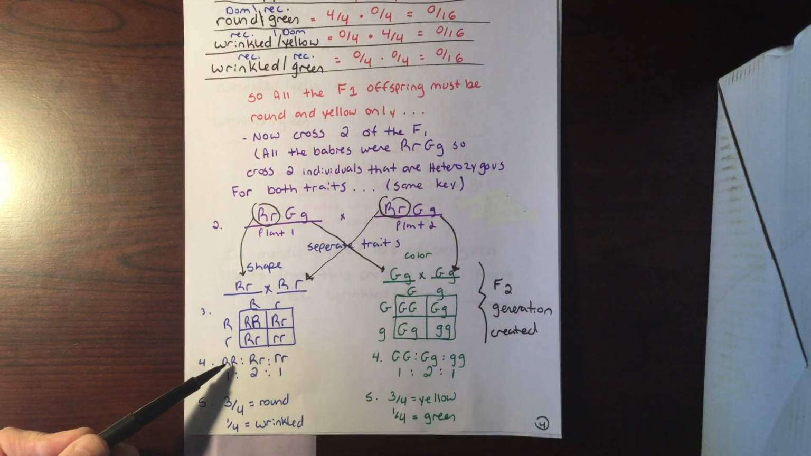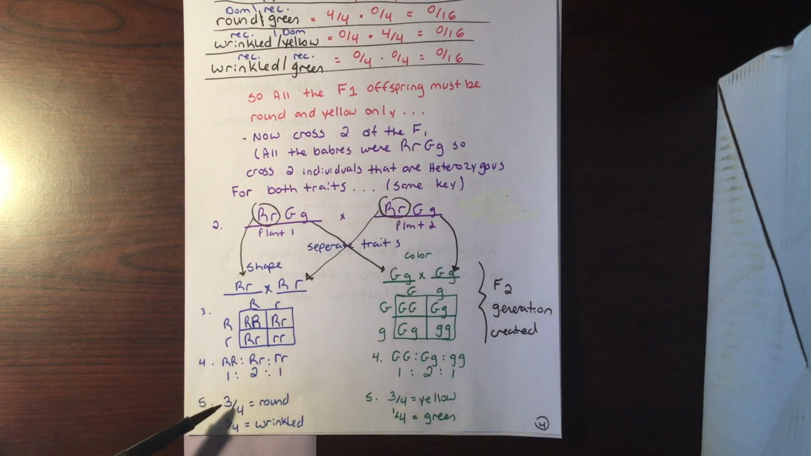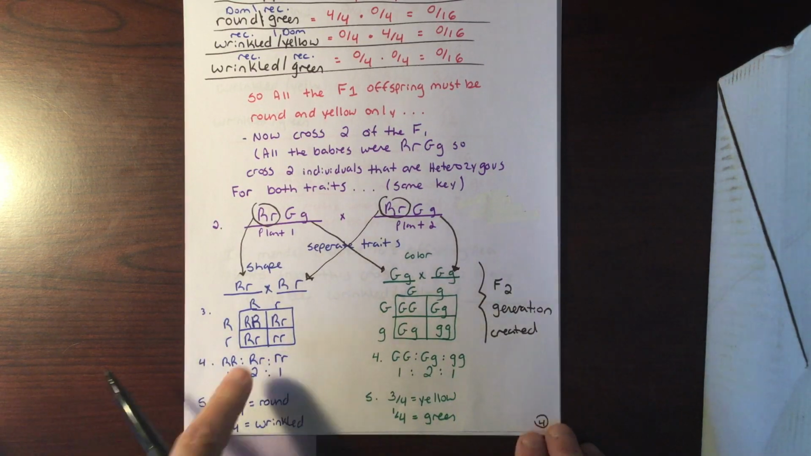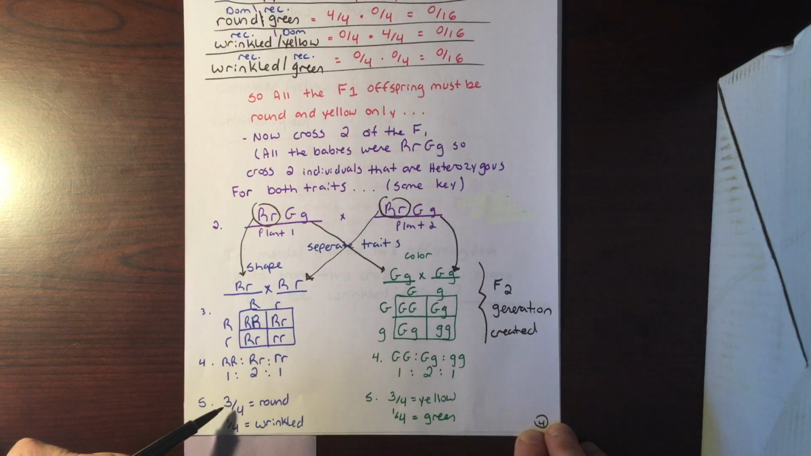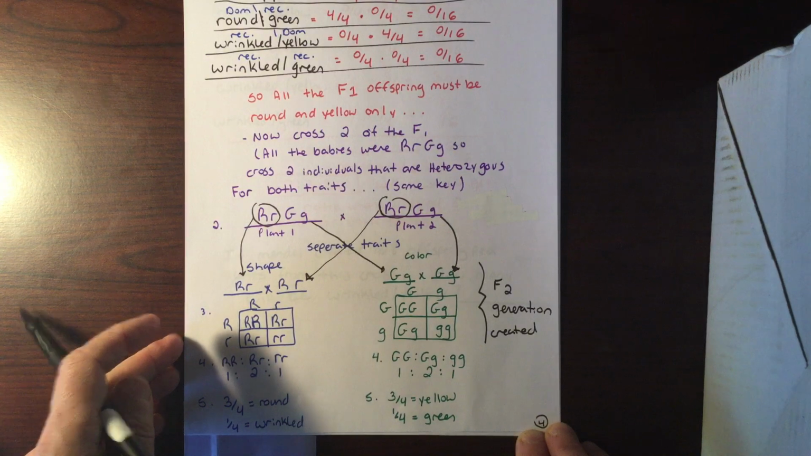Phenotypically, big R, big R, big R, little r is round. Keep them in fractions. So I have 3 out of my 4 possible F2s that are round. 1 out of 4 that's going to be wrinkled. If I look at color, same thing, 1 to 2 to 1, which gives me 3 out of 4 that are yellow. 1 out of 4 that is going to be green there.